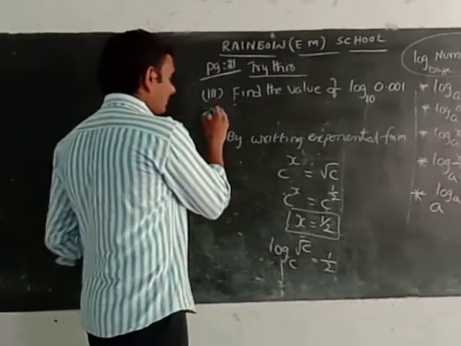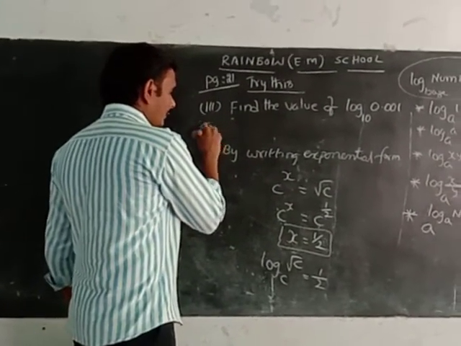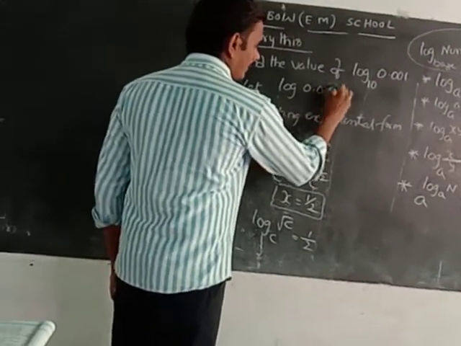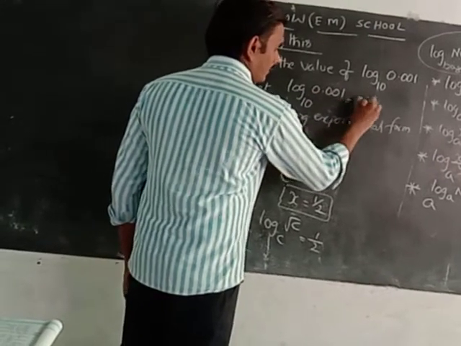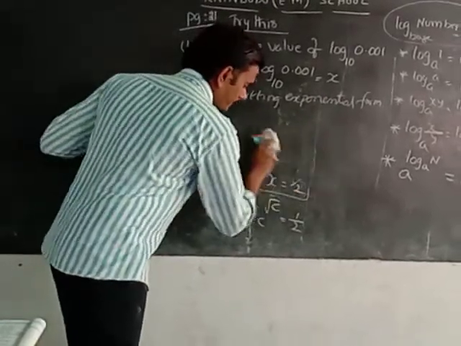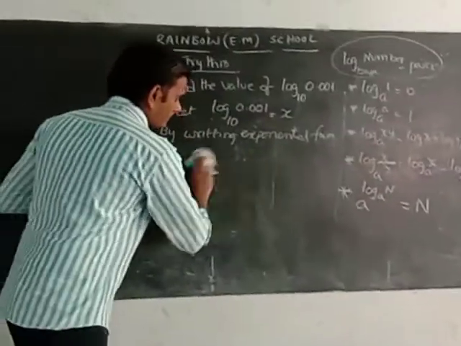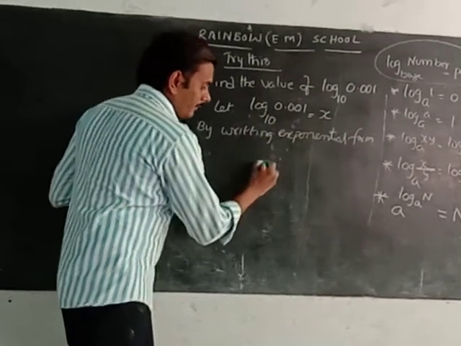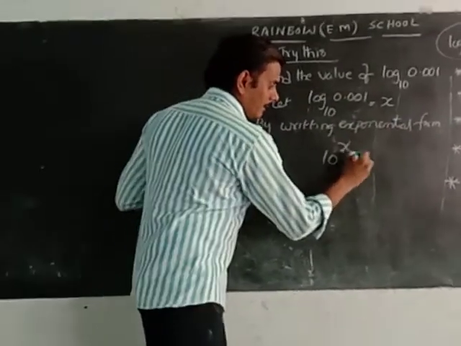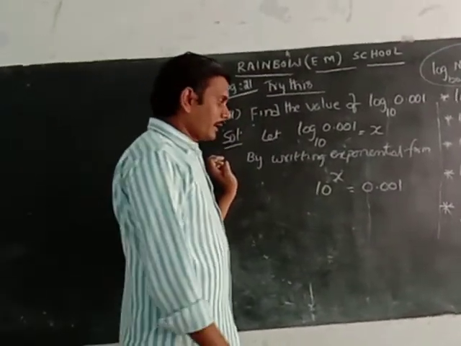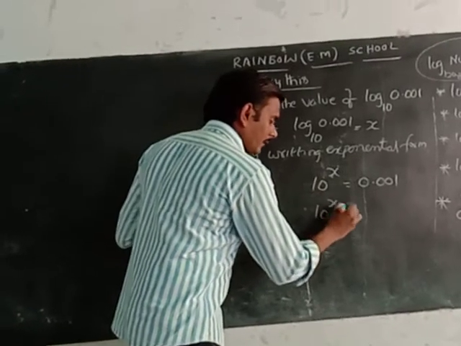First, assume that this is equal to some numerical value. Solution: let log 0.01 base 10 equal x. Write the exponential form for that one. Base, number, power. Base power number. Okay, now 10 power x equal to.